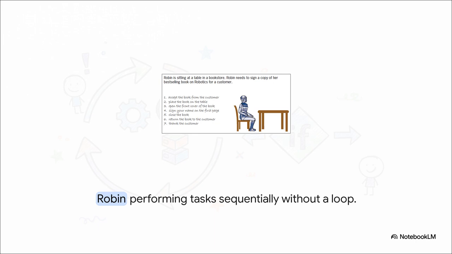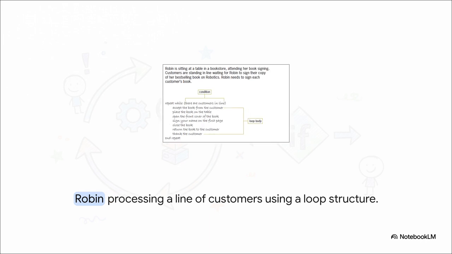Now what happens if there are 100 customers in line? Without a loop, a programmer would literally have to write out those 7 steps 100 times. That is 700 lines of instruction just to process a simple book signing. Yikes. Now contrast that exhausting manual process with this updated approach.